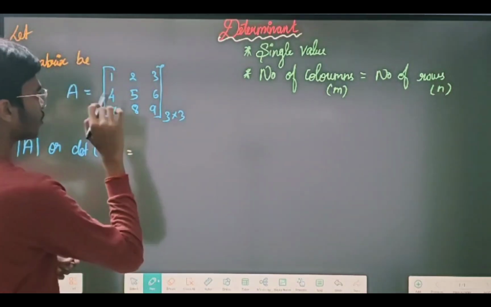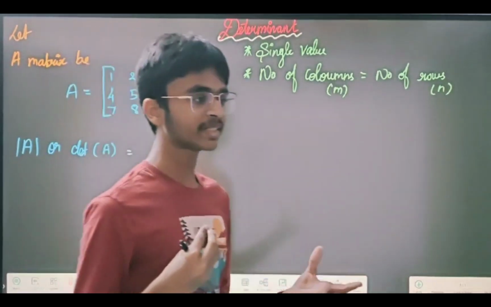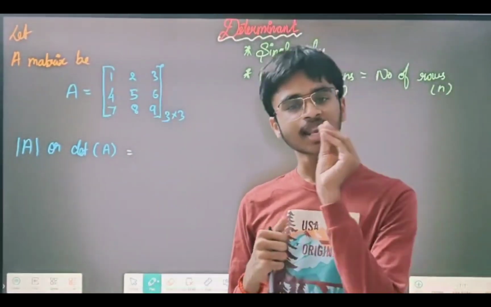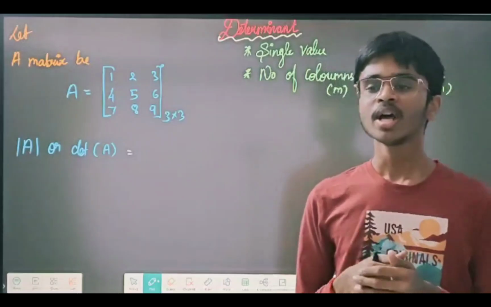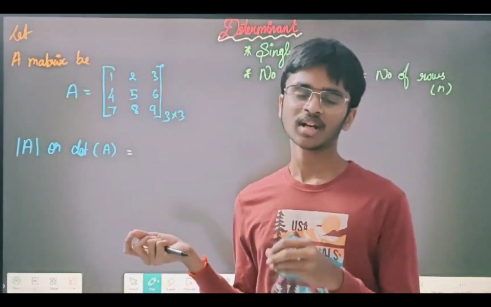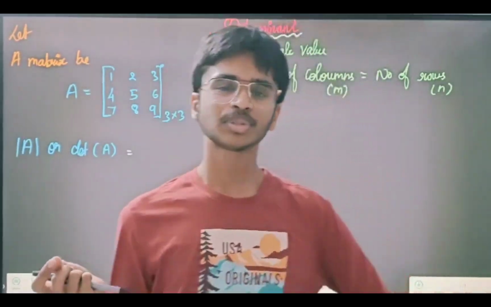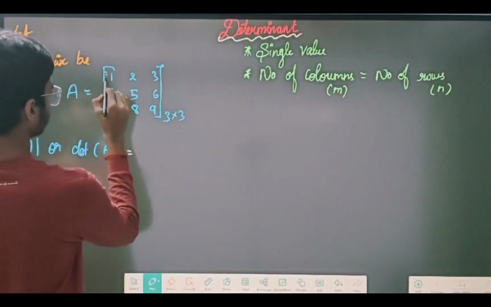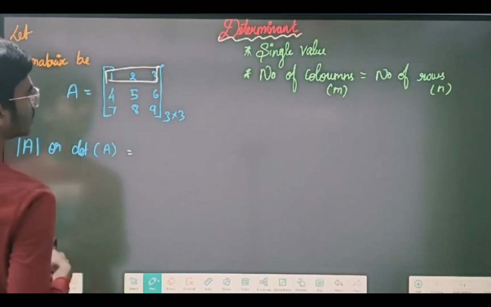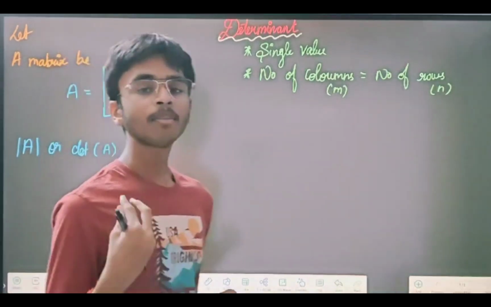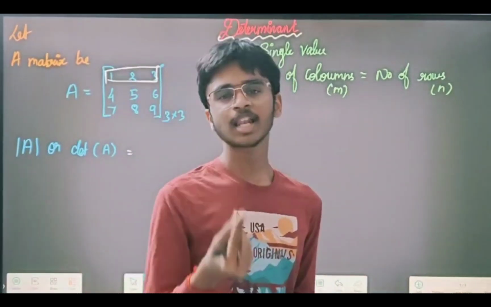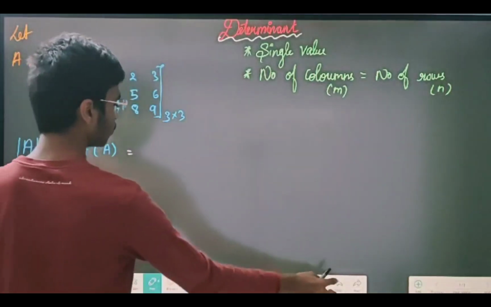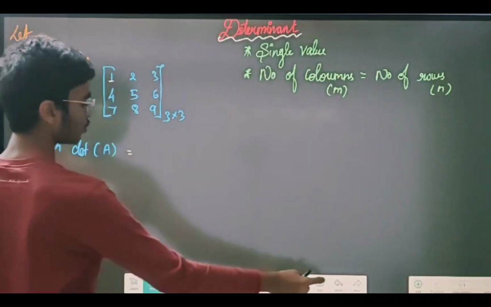So it is equal to this. First, you are going to select a column or a row. It can be any column or any row. Since it's very common and easy to select the first row, I'm going to select the first row. In this first row, I'm going to take the first element, which is 1. So 1 is the first element of the first row.